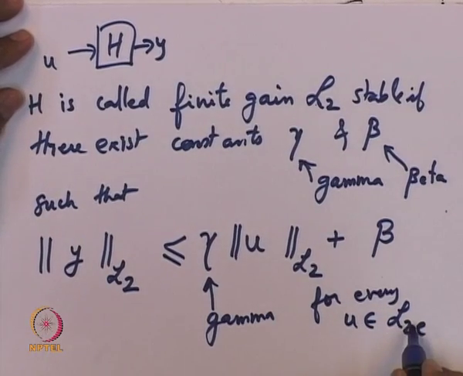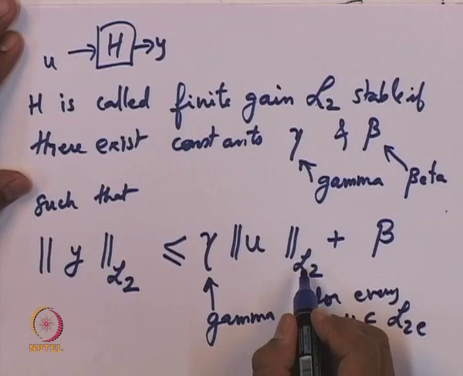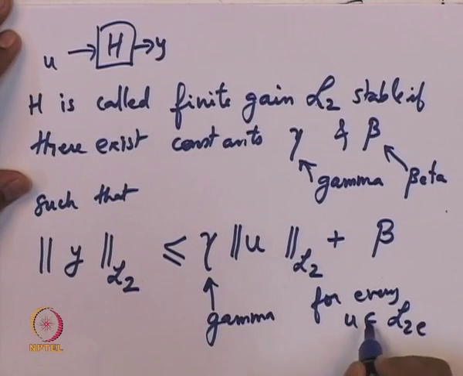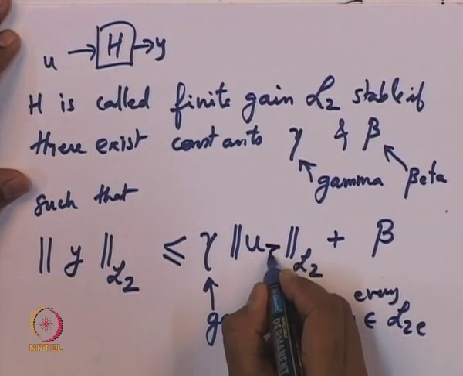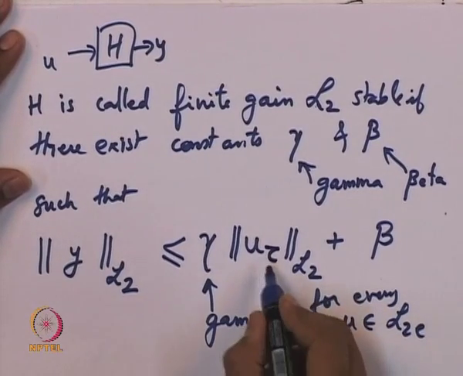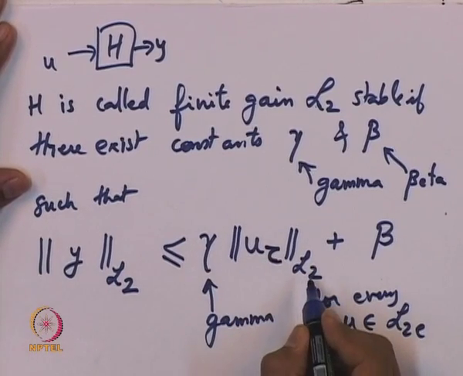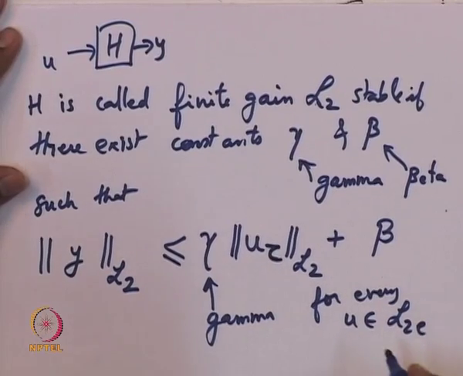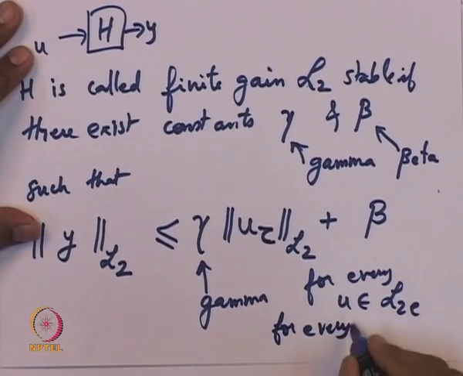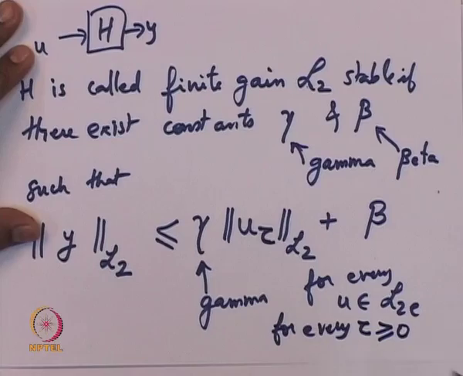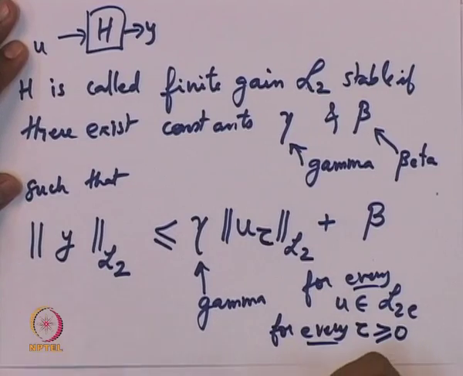So notice that if U is in L2E, then its L2 norm need not be defined. Of course, the L2 space of functions is contained inside L2E. But if you take an arbitrary U in L2E, its L2 norm is not defined. The L2 norm of which functions are defined? After chopping by tau. So you have to chop at value tau, then it comes into L2 space, and then the L2 norm is defined, for every tau greater than or equal to 0. So you chop and then it is in L2.